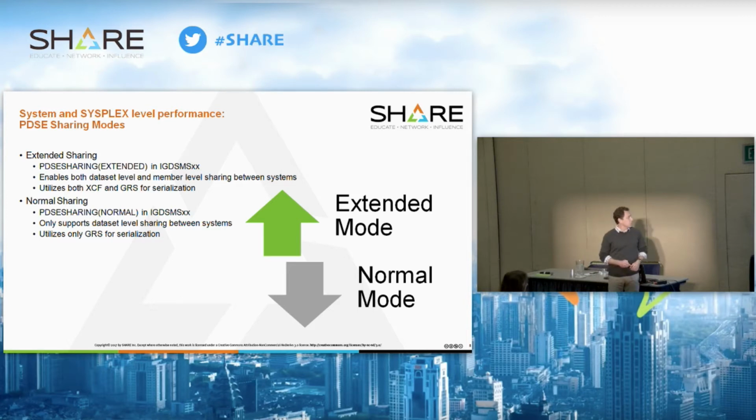To enable extended mode sharing in our IGDSMSxx PARMLIB member, we just specify PDSESHARING(EXTENDED). And this is going to give us sharing at the member level between systems within your sysplex. And remember that terminology because we're going to see the difference between these two in just a second.